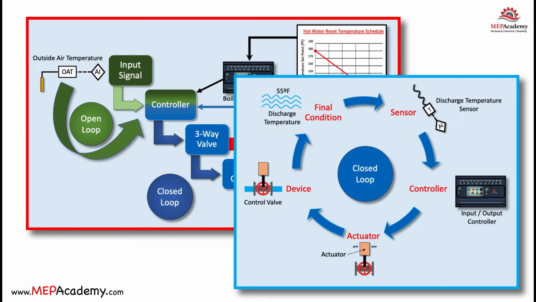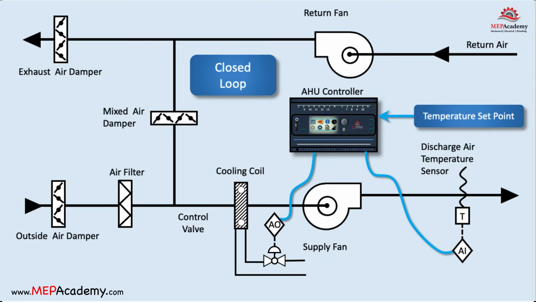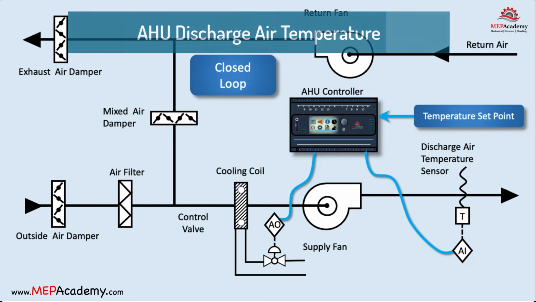In this video, we'll give you an example of a closed and an open loop DDC control system. The use of open and closed loops is found throughout sequences of operation for most building control strategies. Closed loop control of air handler unit discharge air temperature.